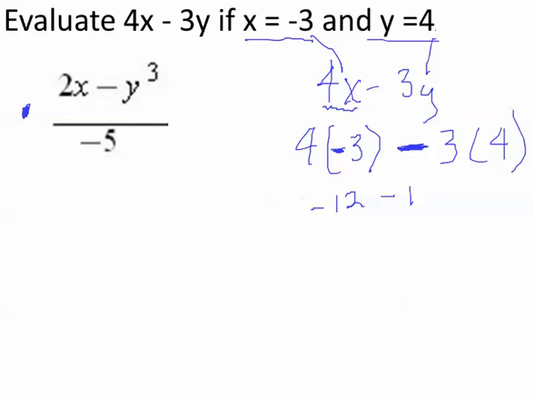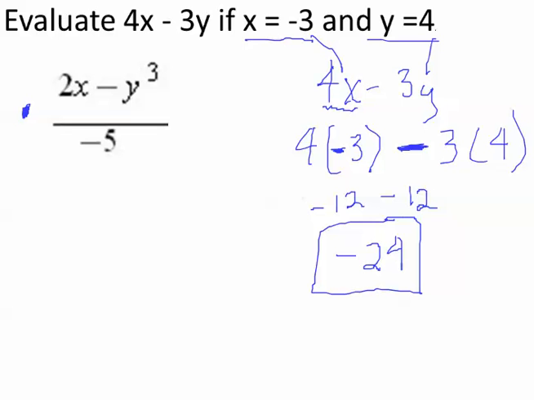And here we have to be very careful. Negative 12 minus 12. Those are both negative numbers, so it's negative 24. And actually I said it wrong. I said a negative 12 minus negative 12, and that's wrong. It's negative 12 minus 12. Sorry. And the answer is negative 24.